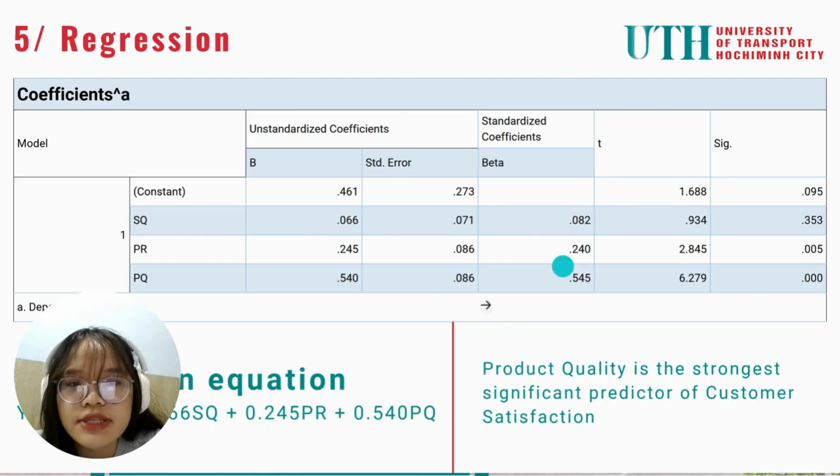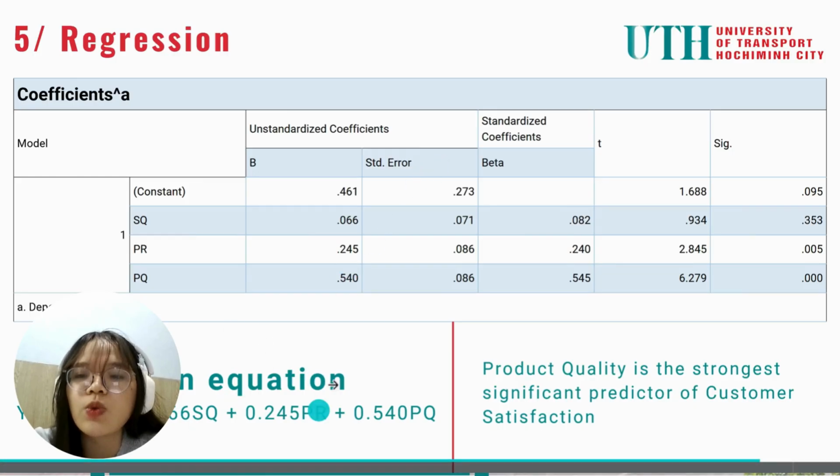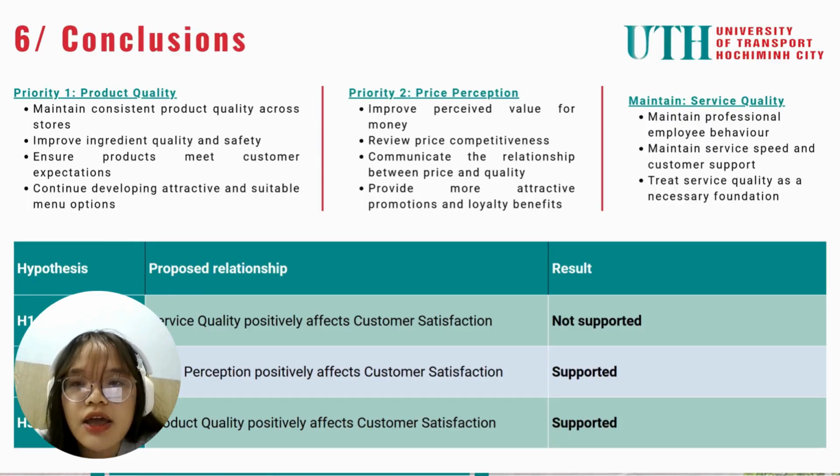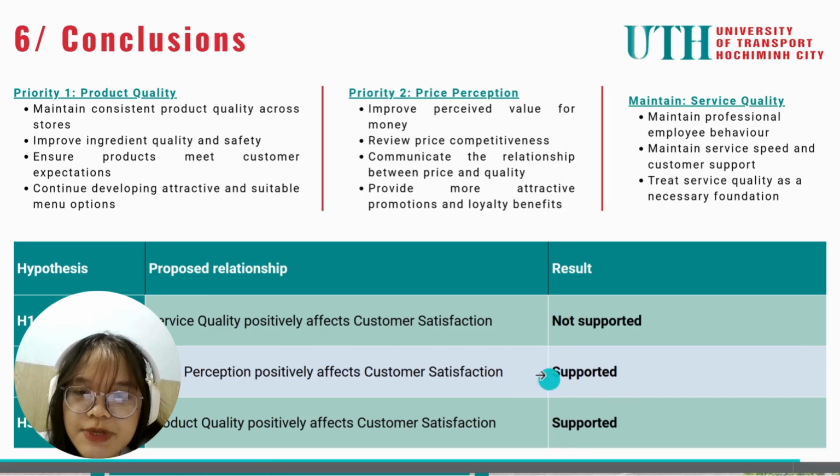So based on the results, we will have the regression equation. As you can see, I showed it on the screen. And I can conclude that the product quality is the strongest significant predictor of the customer satisfaction. Based on the previous results, two of the hypotheses were supported, which are the price perception and the product quality, except for the service quality.